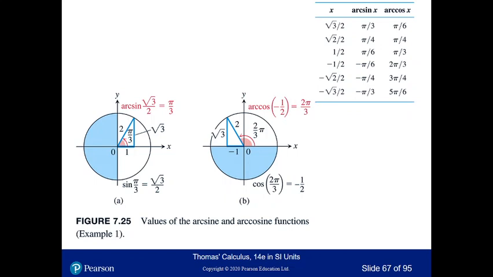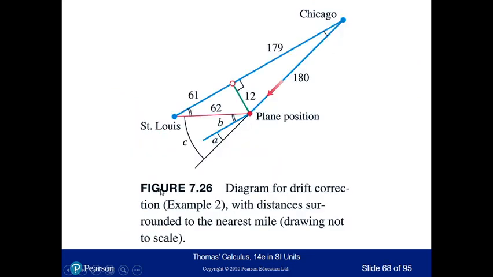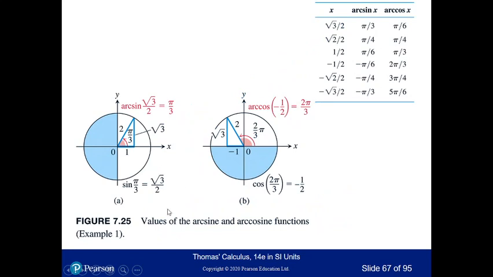Here are some practices. For example, sine pi over 3 is square root of 3 over 2. Then arc sine of this is going to be pi over 3. Similarly, you know cosine 2 pi over 3 is negative 1 over 2. This would mean for us arc cosine negative 1 over 2 is 2 pi over 3. So they are inverse of each other.